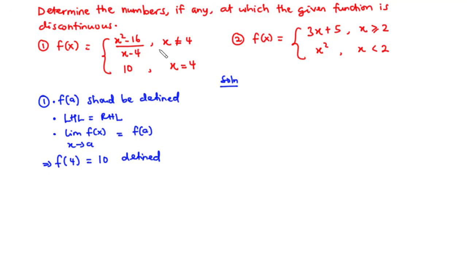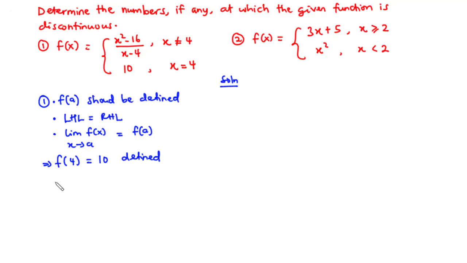Now, since we have x not equal to and then x equal to, it means that we are not going to find the left hand limit and the right hand limit. We are basically going to find the general limit of the function. Now we have the function x squared minus 16 divided by x minus 4, that is when x is approaching 4 but not equal to 4. So now let's pull out this function and try to work on it.